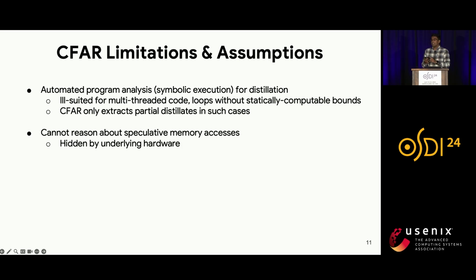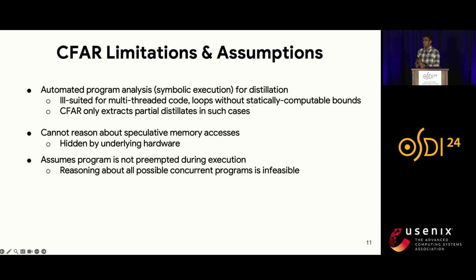Second, CFAR cannot reason about speculative memory accesses. These accesses can perturb the state of the cache, but because they're hidden by the underlying hardware, CFAR, or really any tool, cannot reason about them. And finally, CFAR assumes that the program is not preempted during execution. CFAR does this because it is infeasible to reason about all possible programs that can run when the program in question is being preempted, and so conservatively assumes that no preemption occurred.